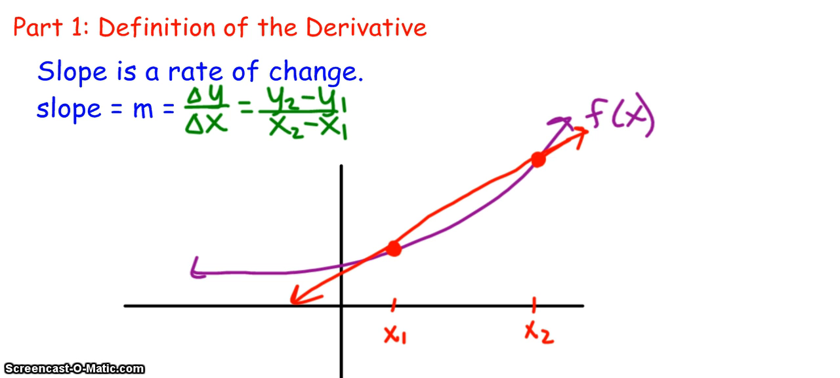Instead, I'm going to call this a and this b, in which case this value up here is the point b comma f of b, and this point right here is going to be the point a comma f of a.